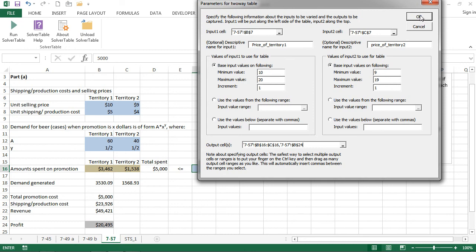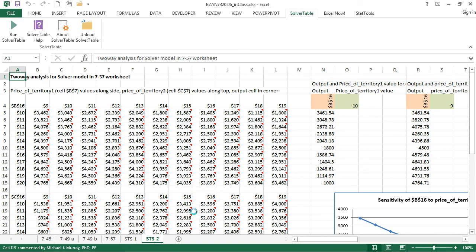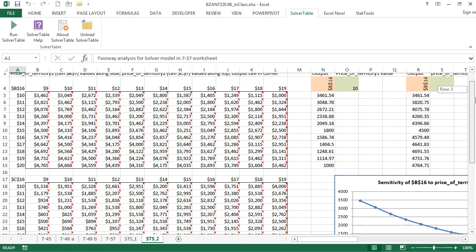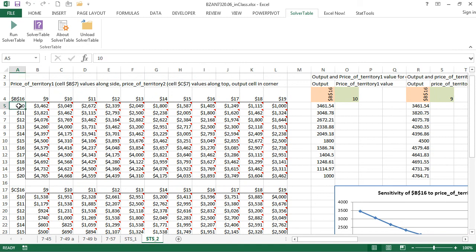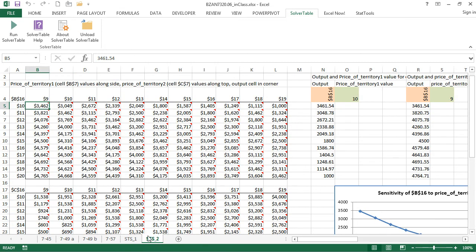So I'm going to run the solver table now. You can see it's running pretty quickly down there below. You can tell this is a nonlinear problem. There we go. Okay. So now this is what you get. All right. So when the price of beer number 1 is 10 and the price of beer number 2 is 9, you spend 34.62 in territory 1 on promotion. Okay? That's what the solver table is telling you.